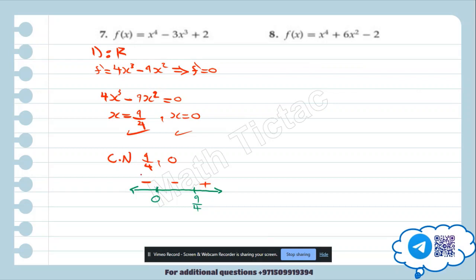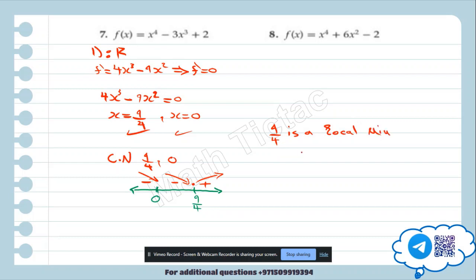So in here the derivative goes negative, then negative again, then positive. Since the derivative is going downward then upward, that means we have a minimum value over here, and the 0 is neither minimum nor maximum. So in here I will say 9/4 is a local minimum.